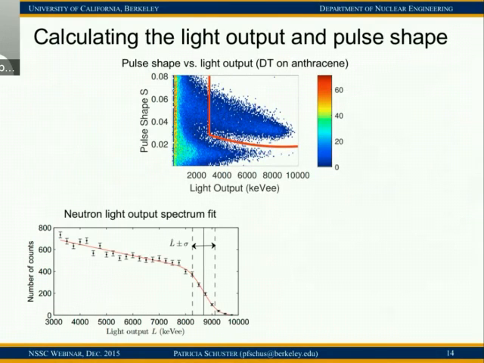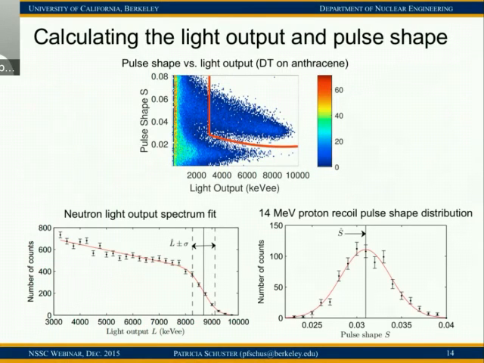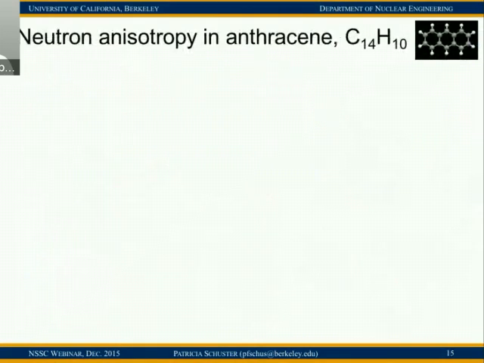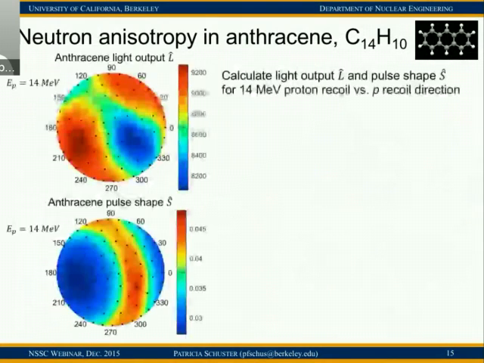So this is just for a measurement at one angle. Then I just use those edge events and calculate the average pulse shape for the events at the edge. So now I'm measuring the light output and the pulse shape for the full energy proton recoil events in a given direction. Right, and then I can plot them as a function of angle.